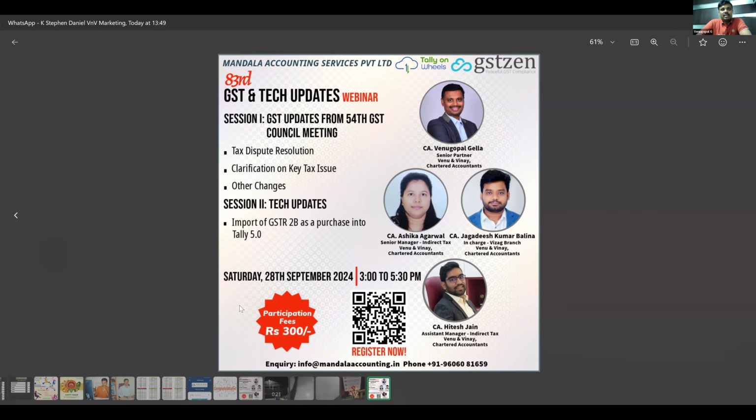GST is one which changes from time to time. And more importantly, the view of the law, the position of the law, gets confirmed or annulled by certain important decisions, and parallelly some circulars come over that. So every month, it's our duty to enrich our participants on what the latest updates are.